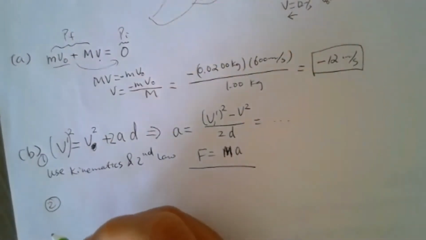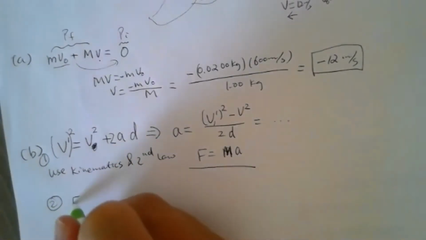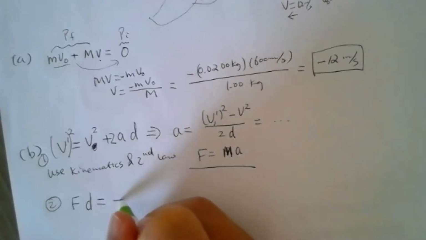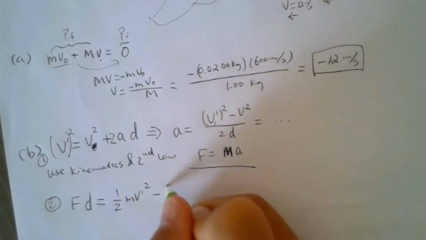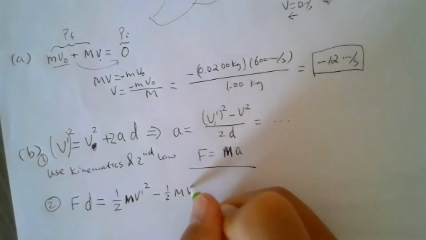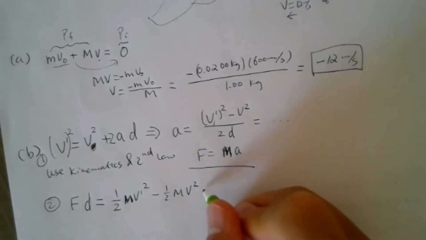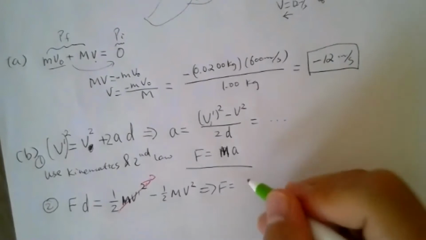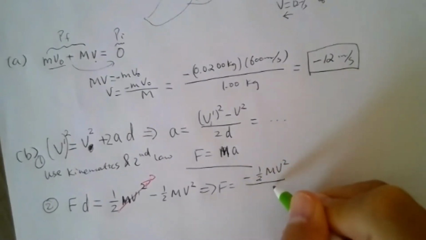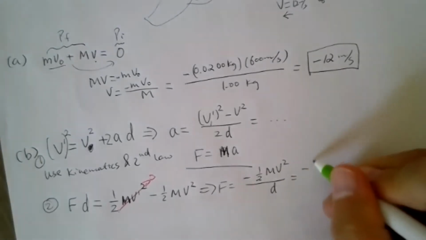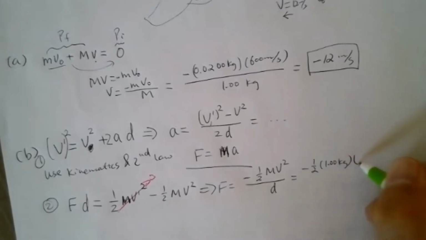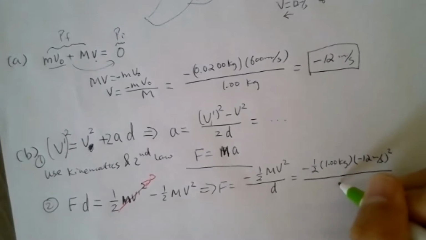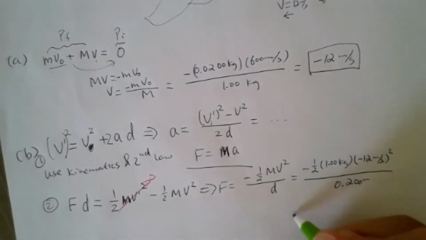You can also use the work-energy theorem. The average force times the distance traveled should equal the kinetic energy change: 1/2 M v prime squared minus 1/2 capital M v initial squared. The final is 0, so F equals minus 1/2 capital M v squared divided by d. That is minus 1/2 times 1.00 kilogram times minus 12 meters per second squared, divided by d of 20 centimeters, which you want to convert into 0.2 meters. So the average force is minus 360 newtons.